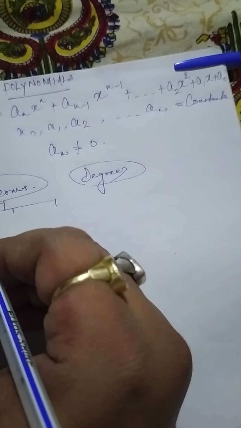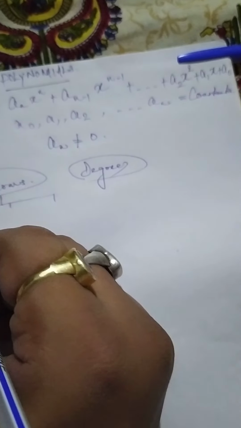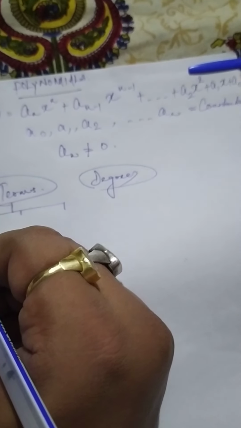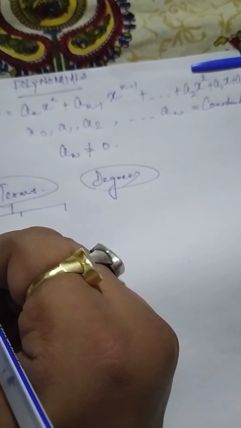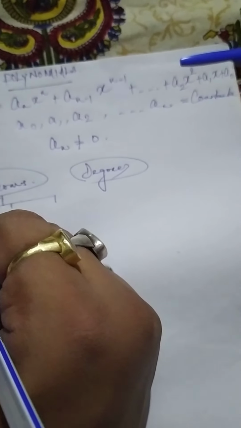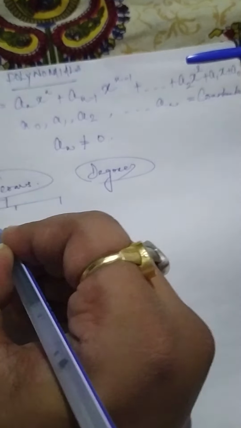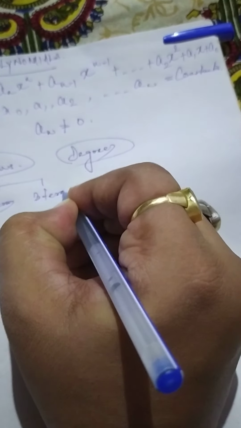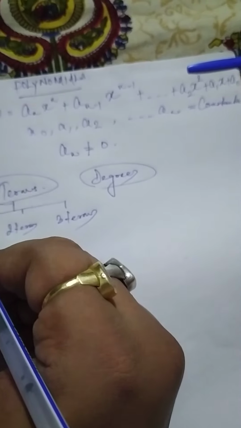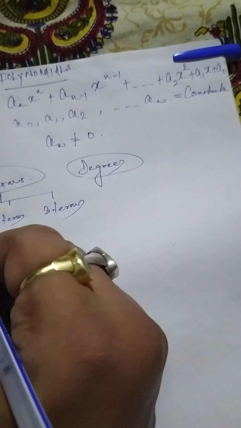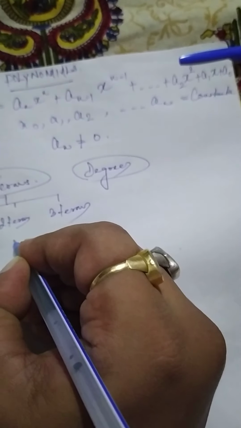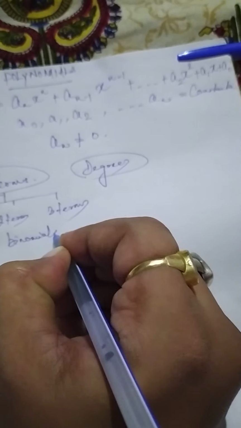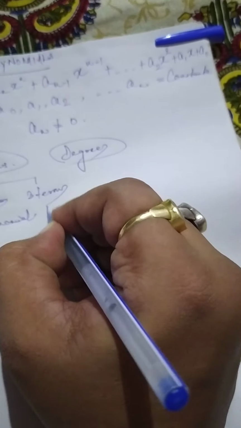On the account of terms, a polynomial is divided as per our CBSE curriculum. If a polynomial has one term, two terms, three terms: a polynomial having one term is known as monomial. Polynomials having two terms are known as binomial. And polynomials having three terms are known as trinomial.